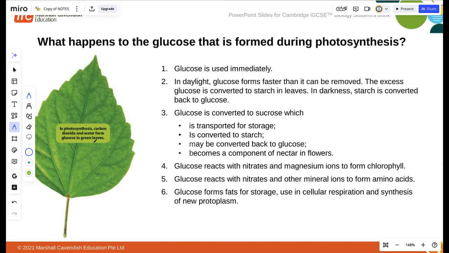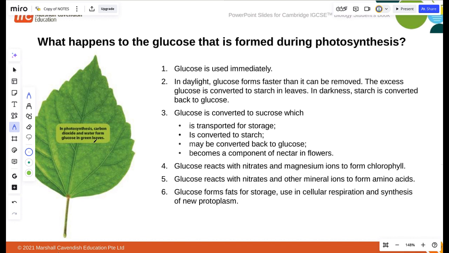So it consumes the ones it can, and the remaining ones, the plants keep them and save them and convert them. How do plants keep the glucose? They don't keep the glucose as glucose. Plants cannot save glucose as glucose. What they do is convert them either to sucrose or to starch and store them.